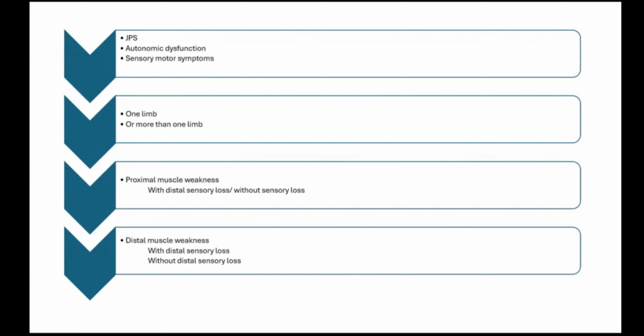If there is no proximal involvement, we ask whether there is distal lower limb involvement. If there is distal weakness, we ask, do you have sensory symptoms in the distal limbs? Then the last one is whether there is patchy involvement. So patchy involvement can be patchy sensory motor or patchy motor alone.